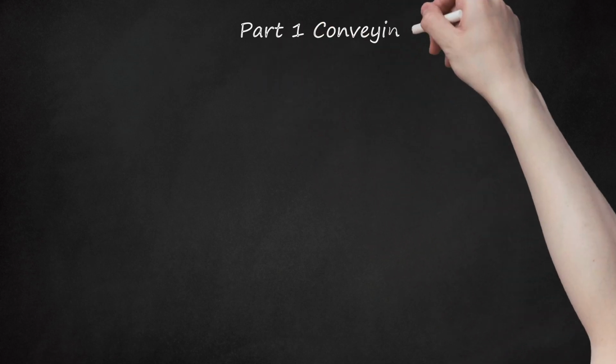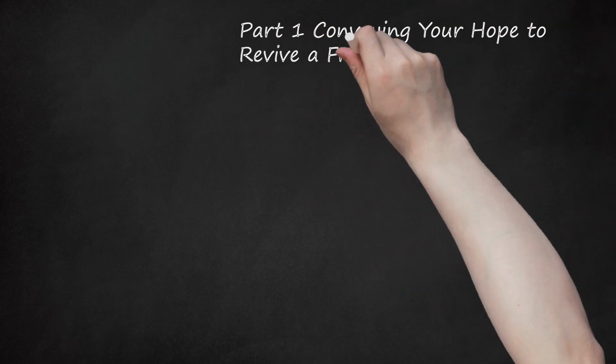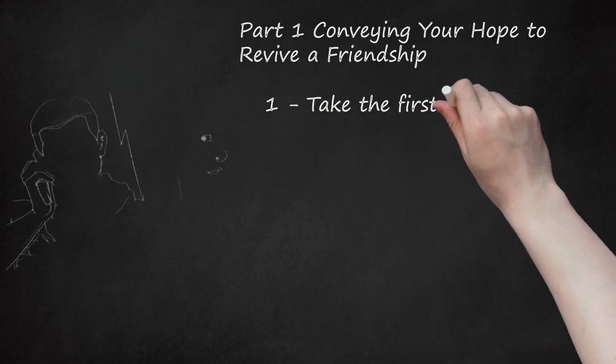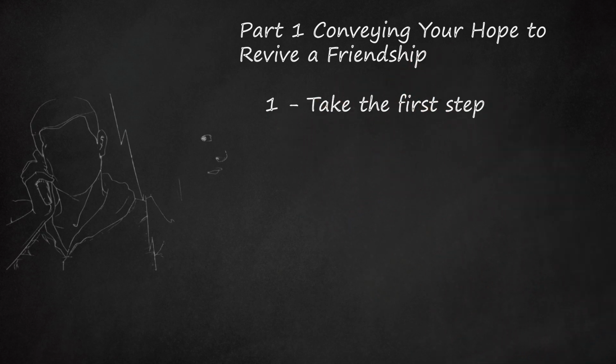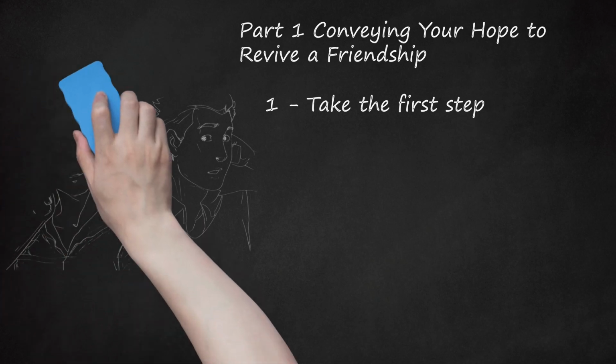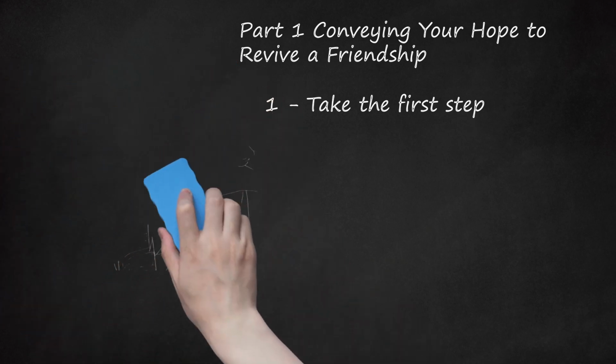Part 1: Conveying your hope to revive a friendship. 1. Take the first step. Don't wait for your friend to reach out. If you want to reconnect, make yourself available, either by reaching out or by inviting your friend to meet with you. A phone call or an email are quick, easy, and respectful ways to convey your interest to speak or spend time together. However, you should consider your options regarding how to reach out.